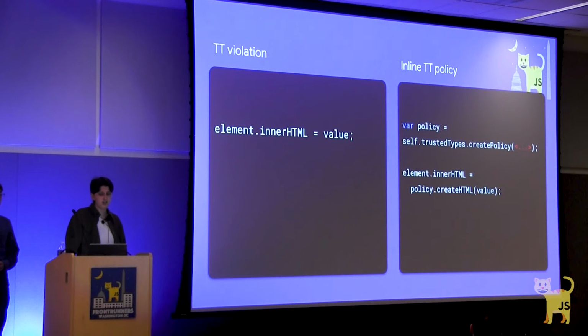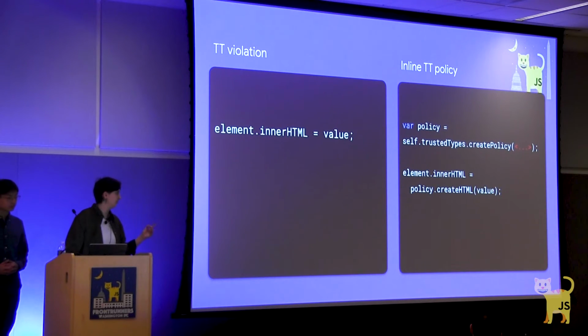On the left, you can see the assignment to innerHTML, and we're assuming the value here is a plain string. On the right, we have an inline Trusted Types policy like the one we discussed in the previous slide, and we use the policy's createHTML function to generate the TrustedHTML and therefore avoid the violation.